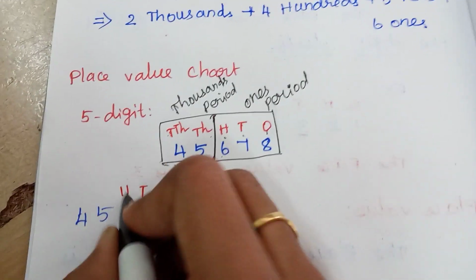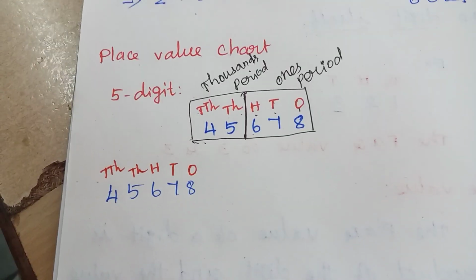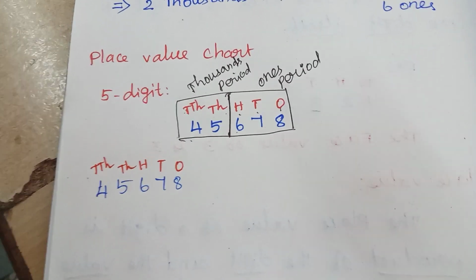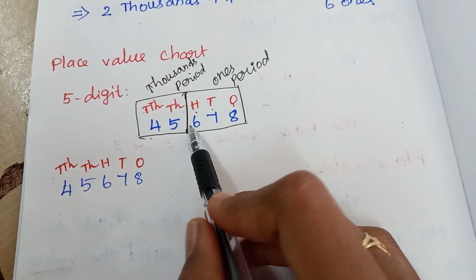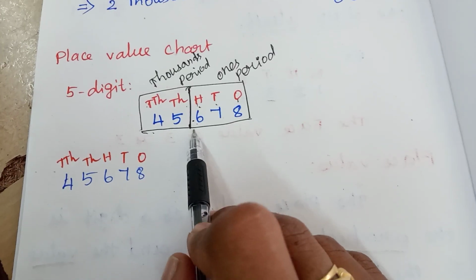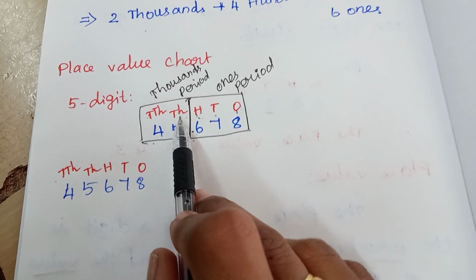Ones, tens, 100, 1000, 10,000. Okay, the second step is to put the commas. Where do we put the commas? With the help of the place value chart. So see the place value chart, 1000 and 10,000 in between.